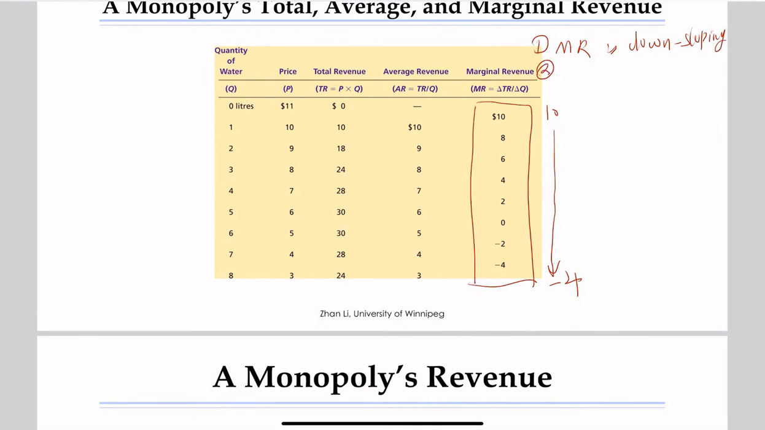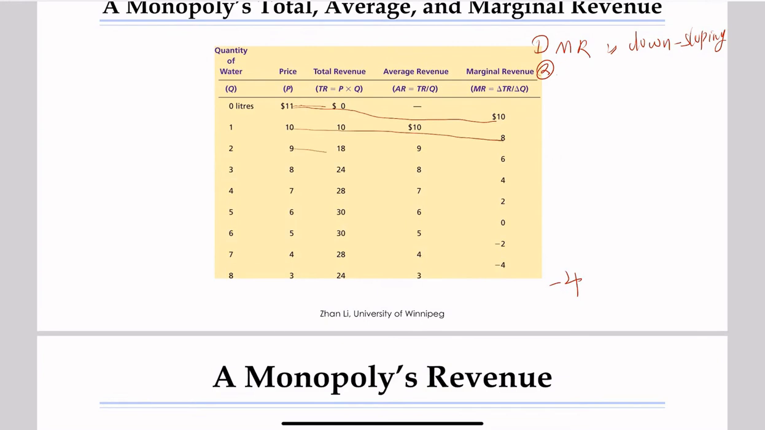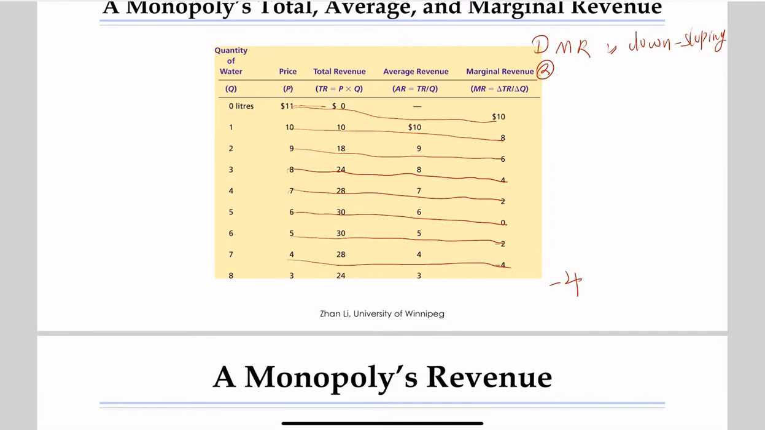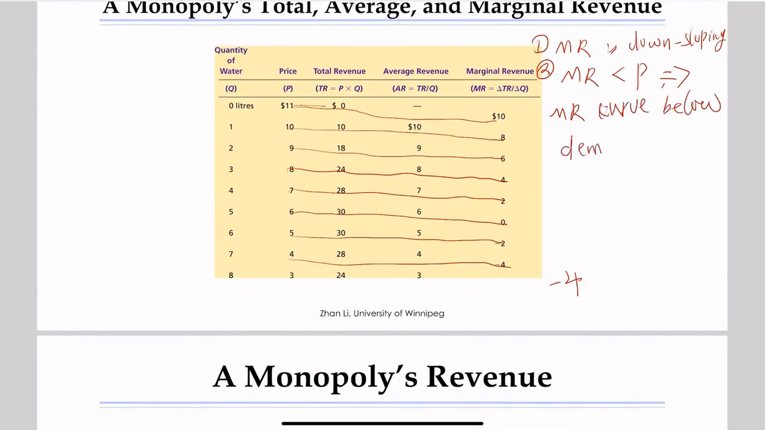Now, let's observe the second feature. I can see that marginal revenue is always smaller than price. So how do you see this? Well, you can see that 10 is smaller than 11, 8 is smaller than 10, 6 is smaller than 9, and you can continue to do this. At any quantity, marginal revenue is always smaller than price. So this tells us the marginal revenue curve is below the demand curve, right?